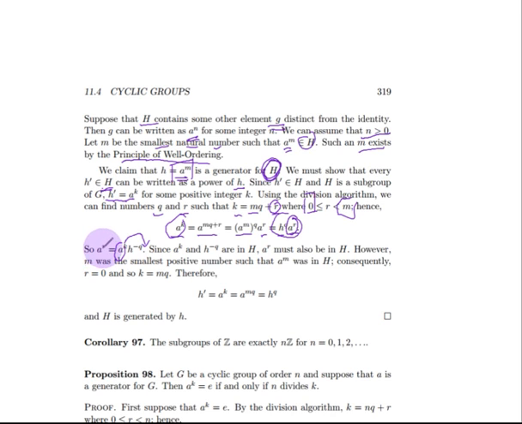So I can express A to the r as a product of group elements, so A to the r must also be in H. However, m was the smallest positive number such that A to the m was in H. But here r must be less than m. So since m is the smallest positive number, r cannot be a positive number. It must be 0, and that means that this other power must be equal to a multiple of my smallest power. Very nice proof. Think about this, and take a couple of times to go through it and understand this proof.